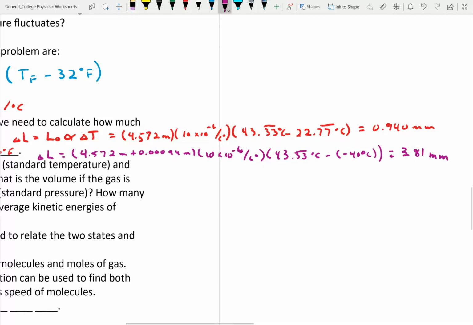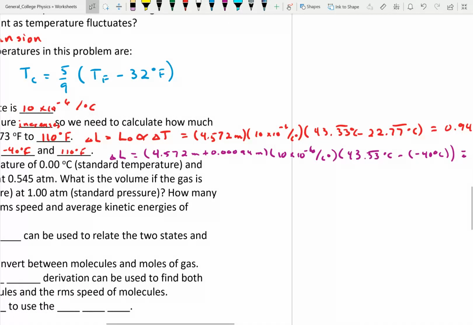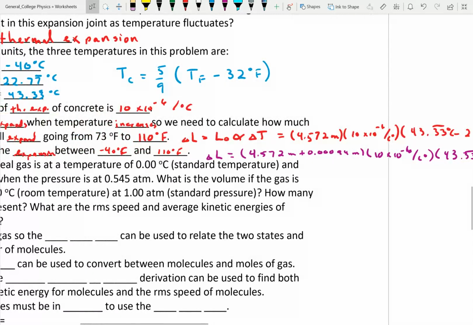And I get 3.81 millimeters. Now, why do I say I'm a purist here? Instead of using the length that I had for when it was at 73 degrees, I said the maximum length, and then I'm doing the change in length going from its maximum length to its minimum length. So that was my calculation.